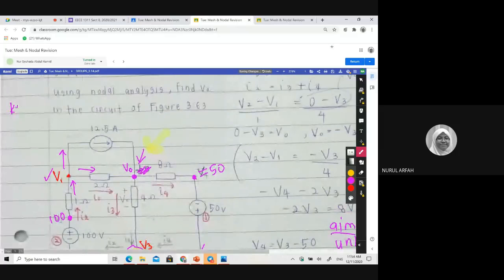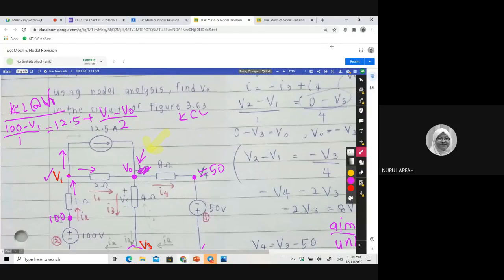So the KCL at V1, you're going to have first 100 minus V1 divided by 1. And then you have V1. This is the entry node V1. And then you have two leaving nodes. So you have 12.5 ampere and then plus V1 minus V naught divided by 2. This is number 1. Number 2, KCL at V naught.